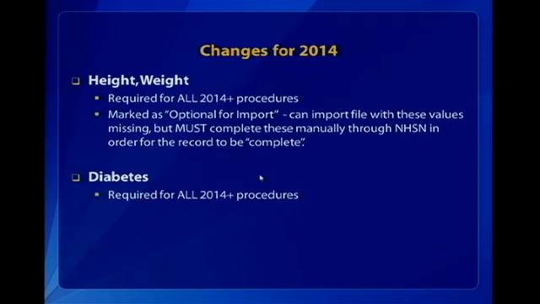Of course, height and weight, as we discussed this morning, or as Janet discussed this morning, is required for all procedures dated 2014 and forward. However, we marked this as optional for import. So this means you can import a file with these values missing, but you must complete these manually through NHSN in order for the record to be complete. Okay, so just keep that in mind.